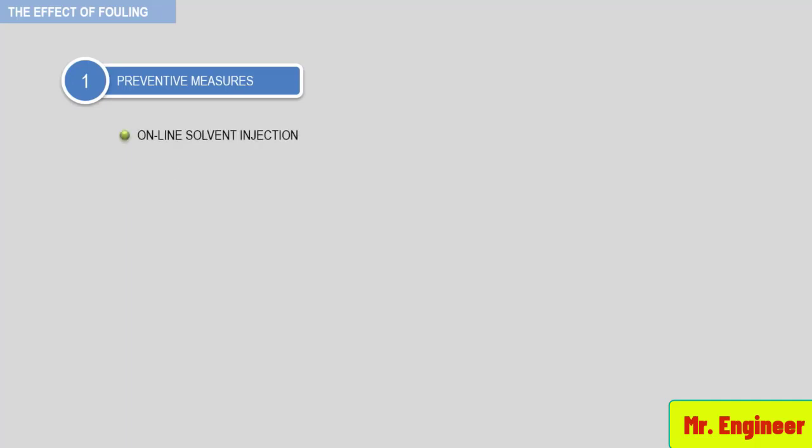Online solvent injection is another effective preventive measure. Certain process applications have had success with this method. The objective of this measure is to continuously inject a small amount of solvent to reduce the friction coefficient of the blade and impeller surface and thus prevent the fouling from accumulating on the surface.